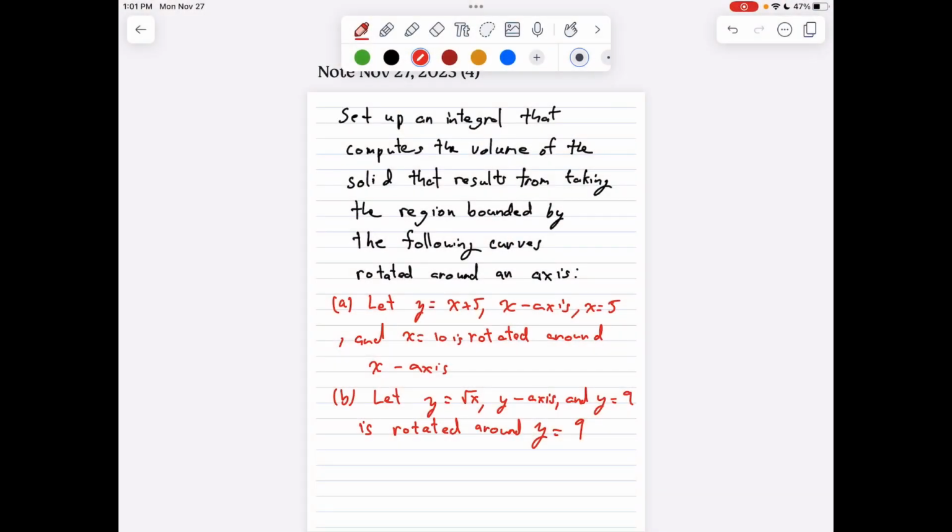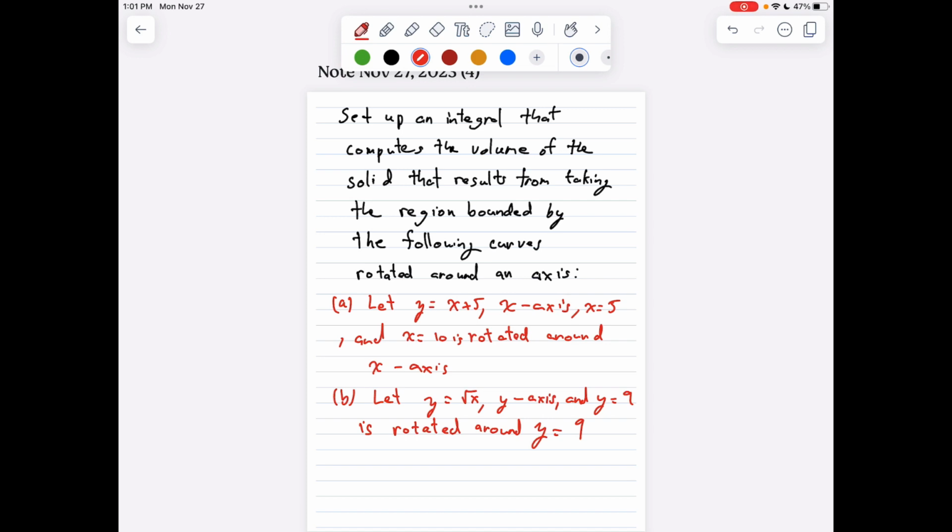All right, hello everyone. So today we're working on a Calculus 1 problem. We're working on volumes today, and we have as follows. Set up an integral that computes the volume of the solid that results from taking the region bounded by the following curves rotated around an axis. All right, so it's two problems.